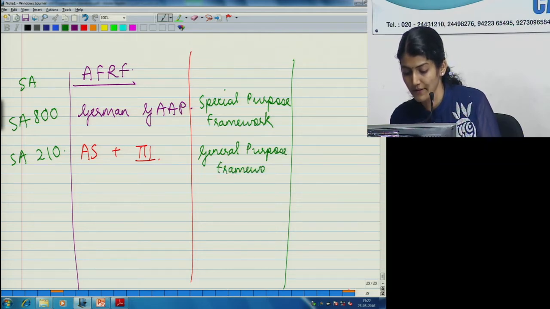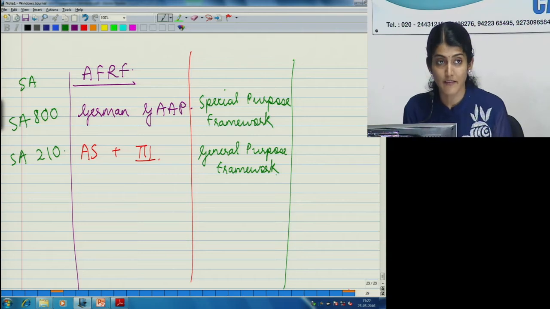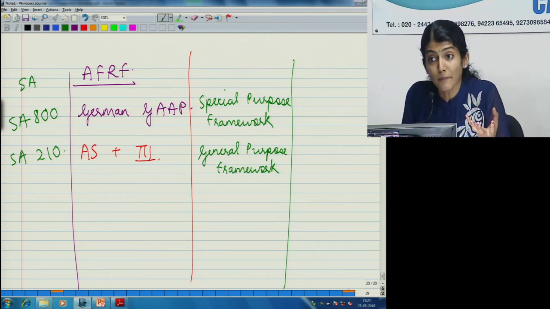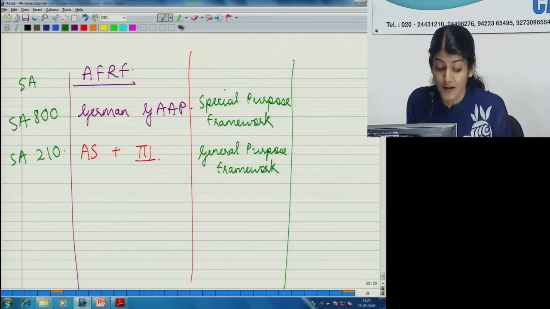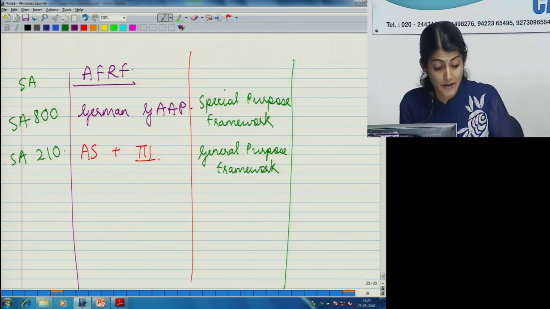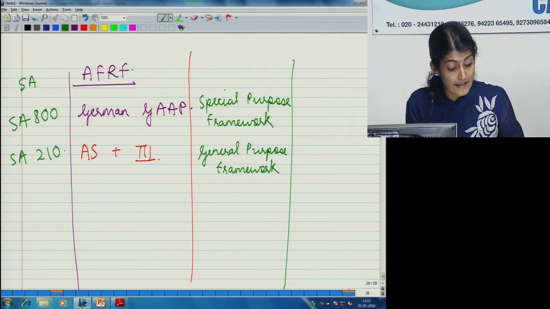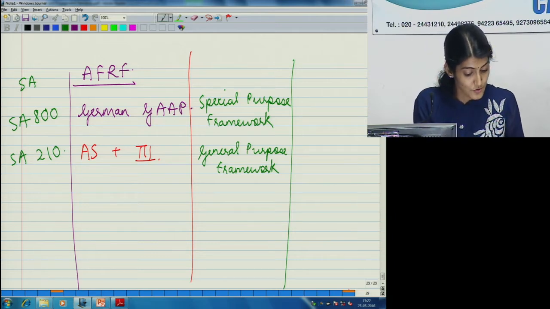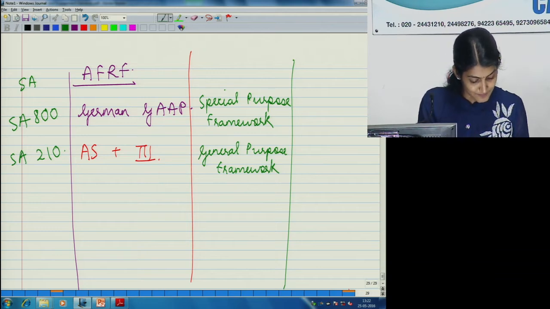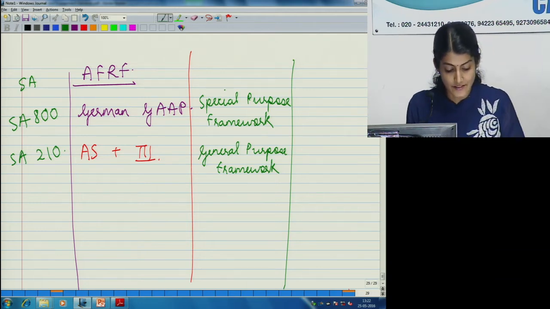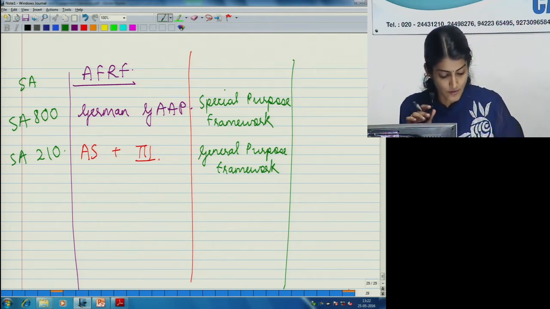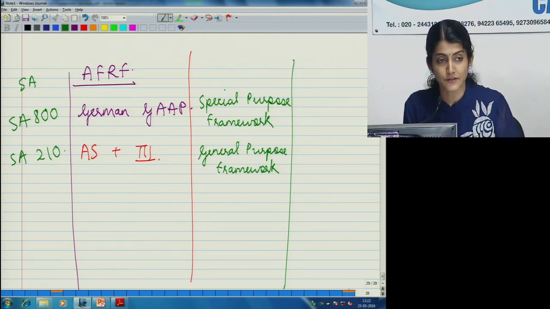Every Indian company will not prepare financial statements as per German GAAP. So an Indian company preparing financial statements as per German GAAP is a special purpose framework. And special purpose framework, that assignment we accept under SA 800, right? In your books, come to page number 1.4. See the title of SA 800 over there.